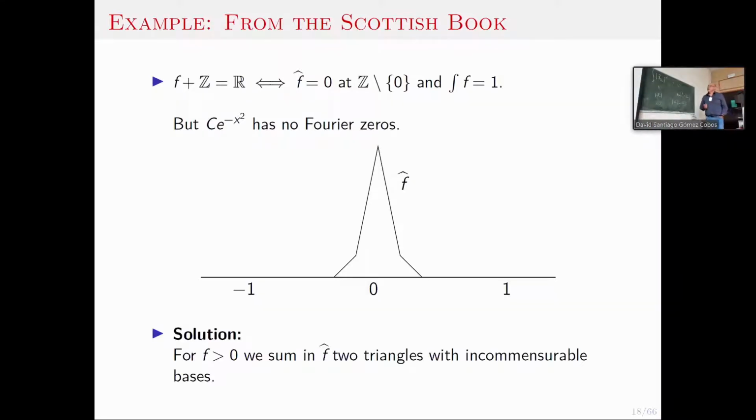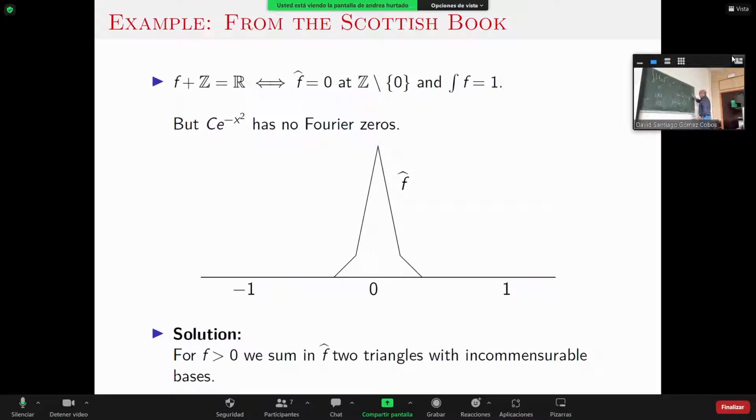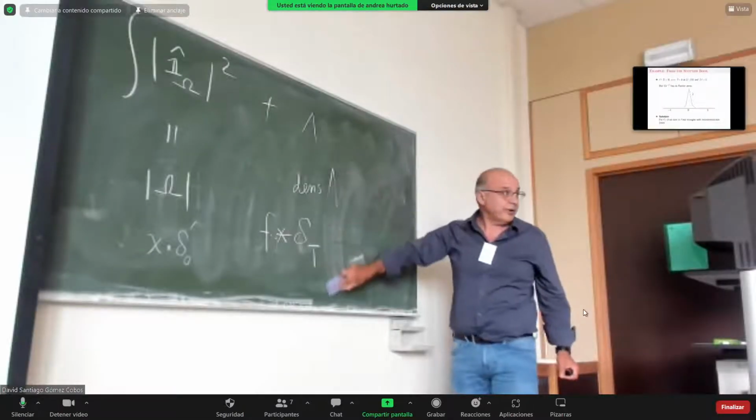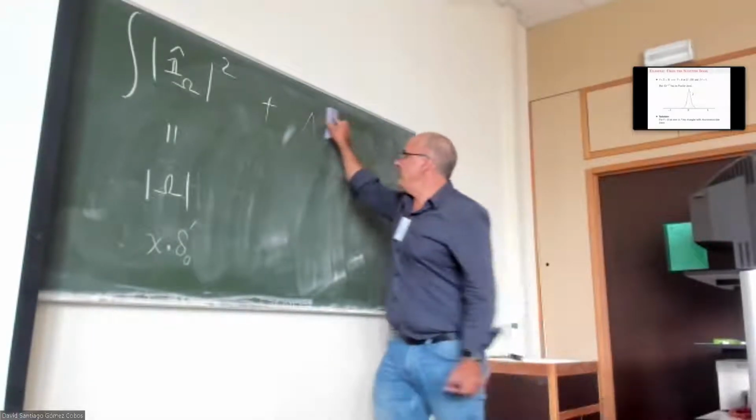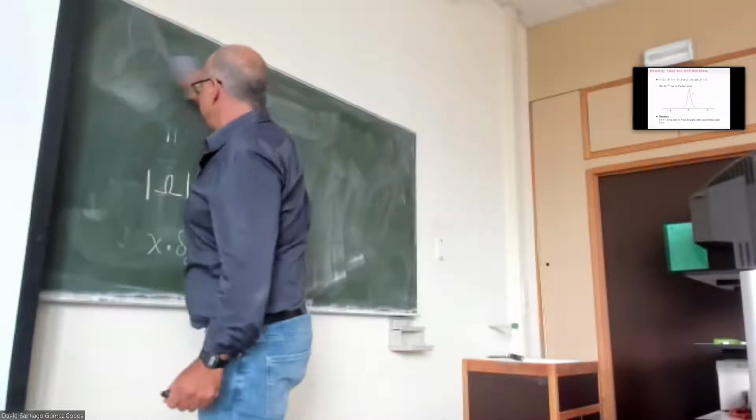Here's how you do it. You design f hat, not f. And the first thing you do is you take care that your f hat has compact support. So f is analytic. That's immediate. Compact support implies the Fourier transform is analytic.